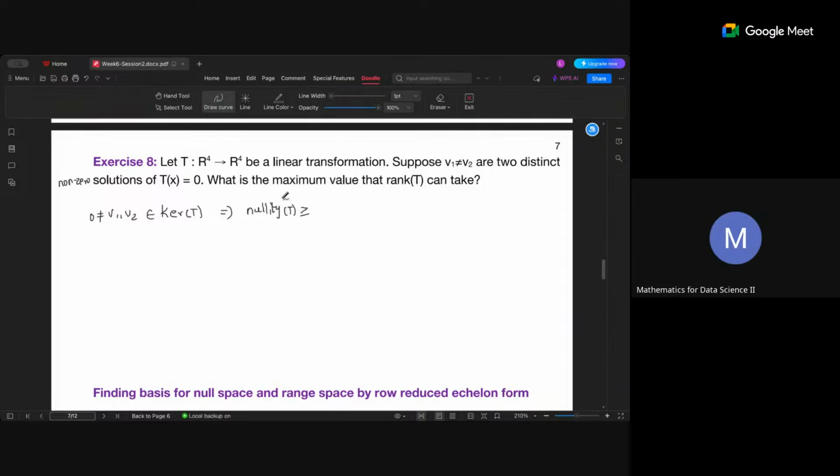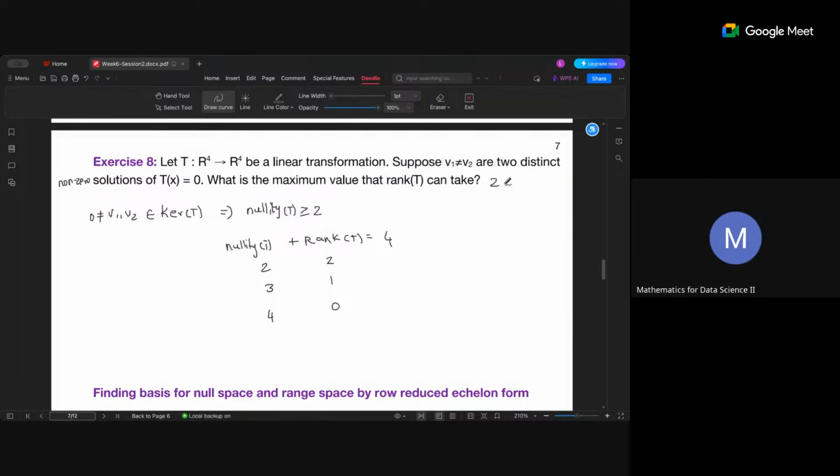You have two non-zero vectors, so the nullity should be at least 2, right? It can be 2 or 3 or 4. So you know that the nullity plus rank should be 4, and the nullity is minimum 2. So it can be 3 or 4 as well. In those cases, what are the corresponding ranks? 2, 1, 0. What is the maximum value that the rank can take? 2. The answer is 2.